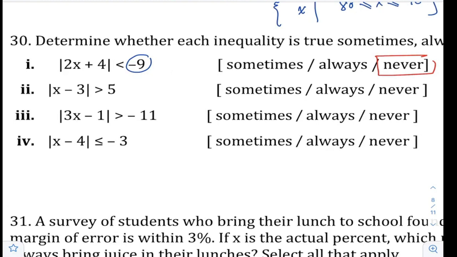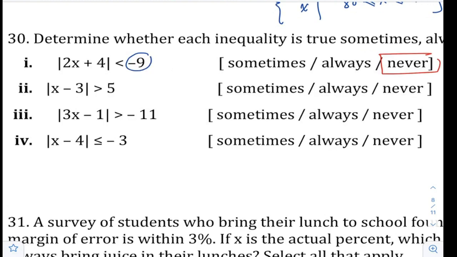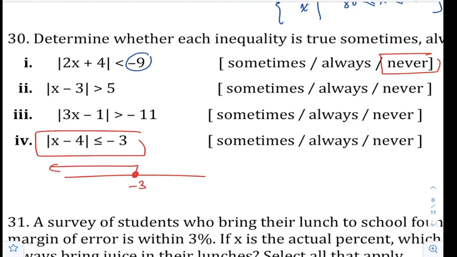Now, what is also never true? This will be never true. It is less than or equal to minus 3. Here, this is the minus 3. Everything will be less than or equal to a negative number. Can the absolute value be less than or equal to a negative number? It is never true. So this is also never true. The solution x can be less than minus 3, but the absolute value itself, no.